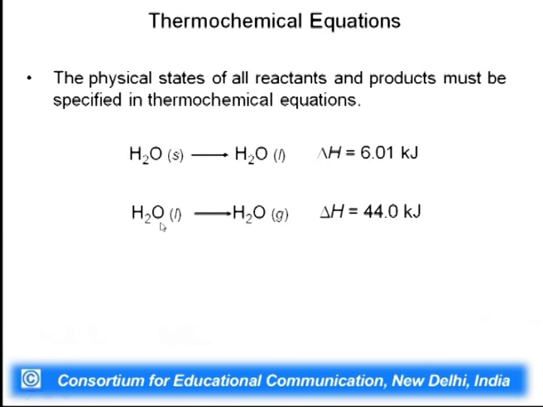Now, if you take water in liquid form and convert it into gaseous form, delta H is equal to 44 kilojoule. You can see that both reactions involve water. So, it is quite important to write the physical states, since for two different physical states going to two different physical states, delta H can be different. It is a must that you specify the physical states of all reactants and products.